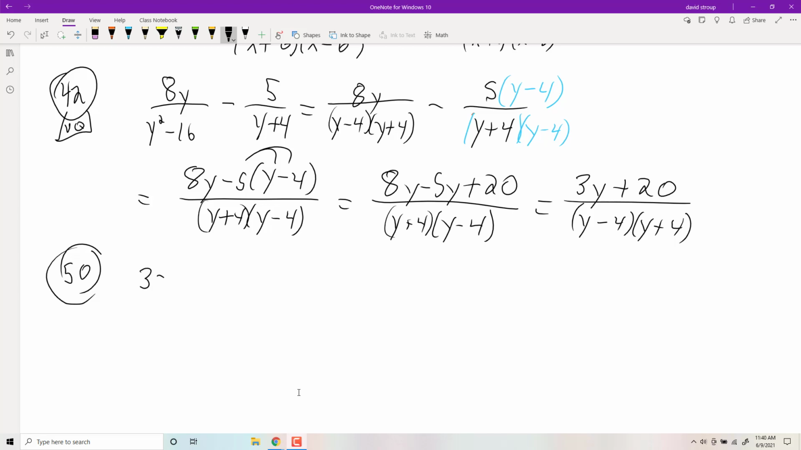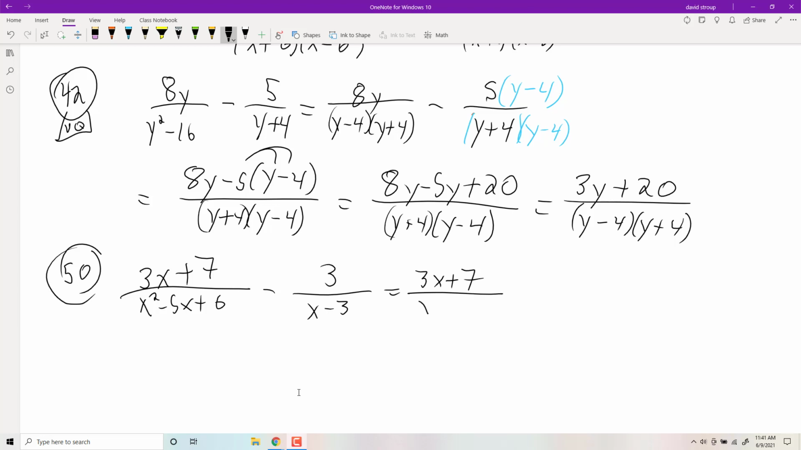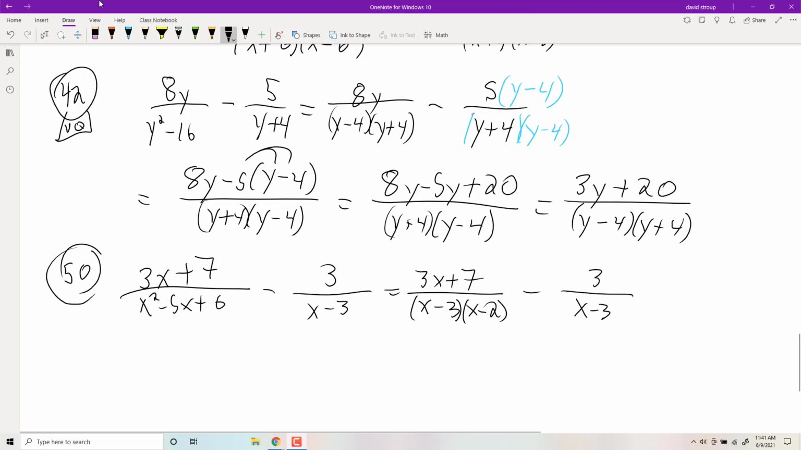Anyways, number 50. We have 3x plus 7 all over x squared minus 5x plus 6 minus 3 all over x minus 3. Okay, so I need to factor the first denominator. It looks like x minus 3 and x minus 2. Minus 3 over x minus 3. So the second denominator is missing a factor of x minus 2. Okay, so multiply top and bottom by x minus 2.